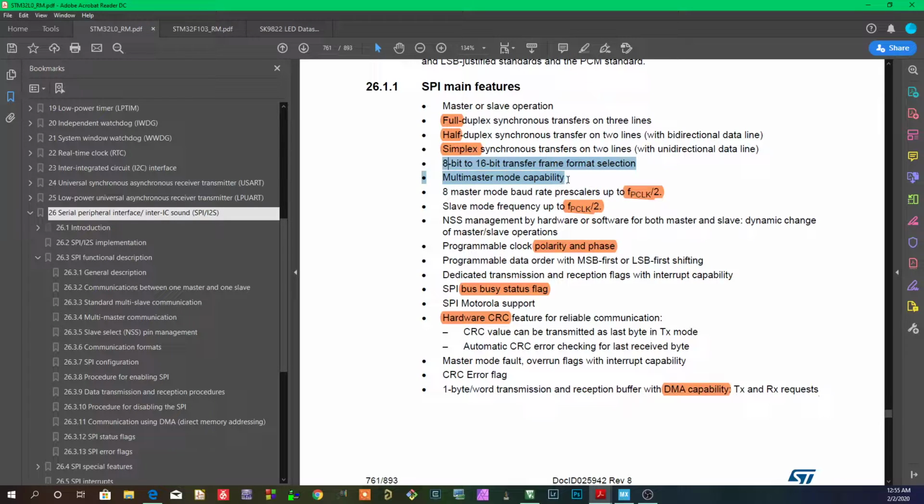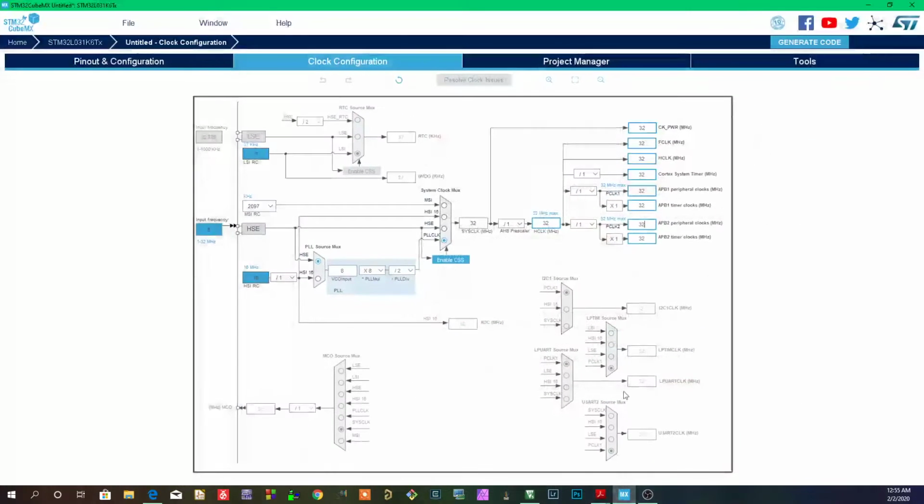multi-master mode. Like I told you before, you can have more than one master. You can have more than one slave as well. The fastest you can operate your SPI is at the peripheral clock divided by 2. In the F1, I'm not sure if the P-clock 2, I think, is actually divided by 2. So if you're operating your microcontroller at 72 megahertz, you might have to watch that.